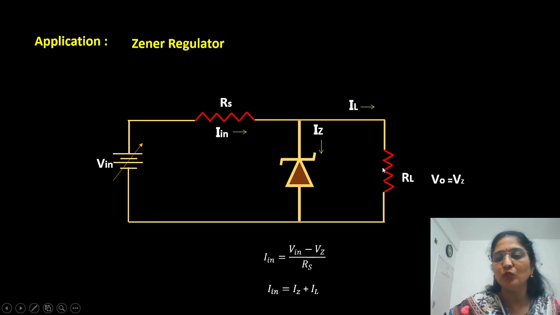The only thing is that we want the voltage drop across RL to be constant. So Vz should be constant, and Vz remains constant only in the Zener region, that is from Iz minimum to Iz maximum. So while selecting the value of Rs, we have to select it such that the current flowing through the Zener is always in the range of Iz minimum to Iz maximum. So this is the Zener regulator. This is all about the Zener diode. Thank you.